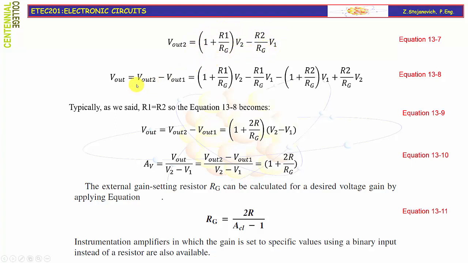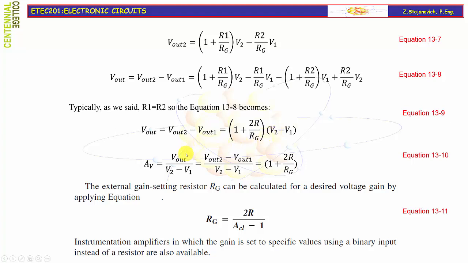Now we can form Vout as a difference between Vout2 and Vout1, and when we substitute the found values for Vout2 and Vout1, we will get equation 13-8. Typically we say that R1 is equal to R2, so this last equation 13-8 becomes 1 plus 2R over Rg times the difference between the two input signals V2 minus V1, as given in equation 13-9.